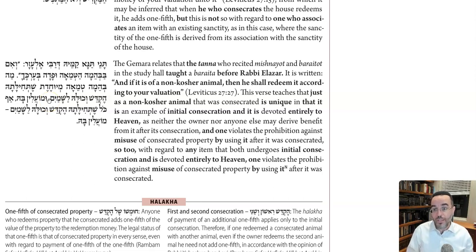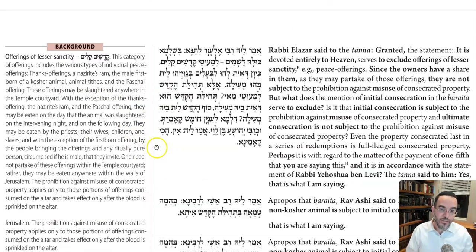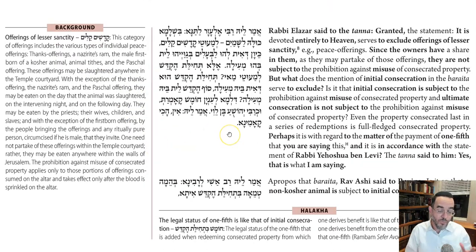So too, any other item where it has its initial consecration and it's entirely donated to heaven, there will also be a law of Me'ilah in that. So it's saying we're going to derive one from this source, that here you're Chayab Me'ilah if you use it, to other similar cases where you're also Chayab Me'ilah. That seems to be the initial understanding. But we're going to reject this and see how it relates to Rabbi Yoshua ben Levi.